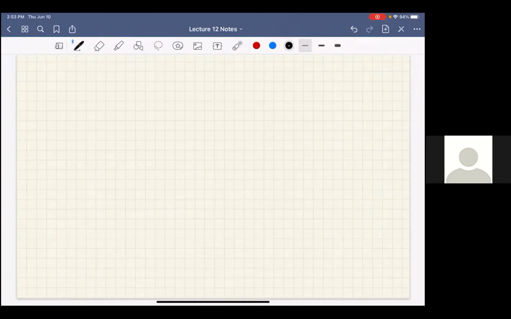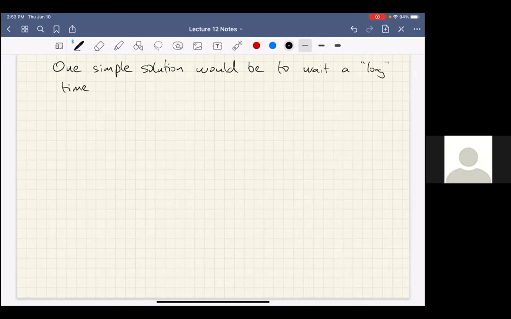So one simple solution would be to wait a long time between symbols to allow the medium to clear. However, you could be waiting an exceptionally long period of time.